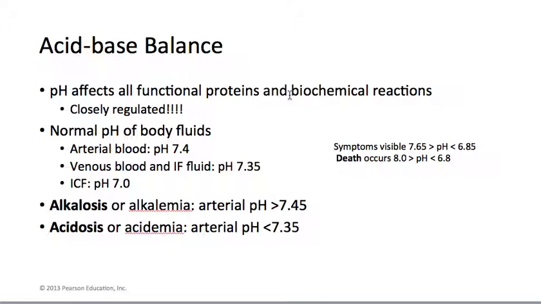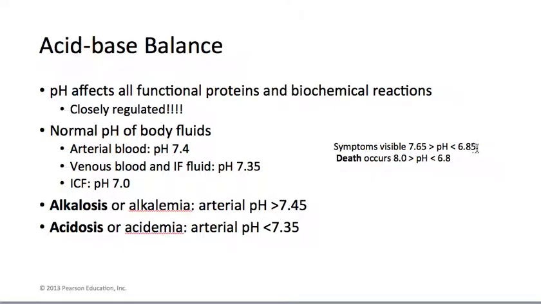When we get to anything above 7.45, that means there's not enough acid. There's too much base, too much of a basic type of solution and a higher pH. That's called alkalosis. It's too alkaline of an environment. If the pH goes below 7.35, that's called acidosis, when the pH falls because there's more acid relative to bases.